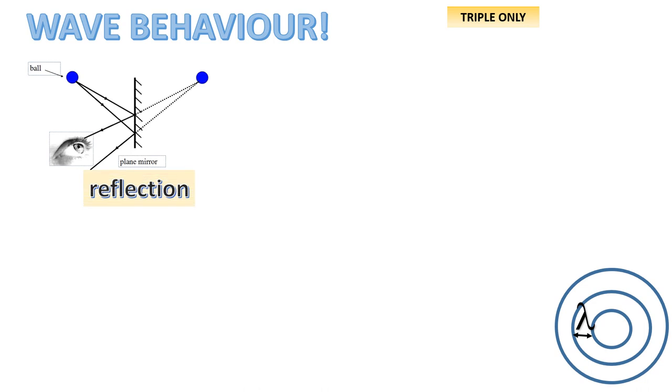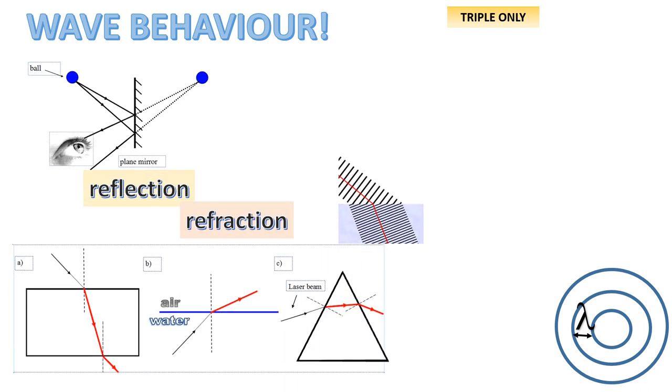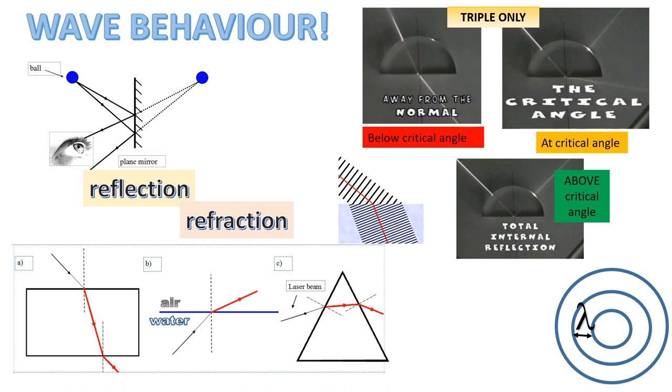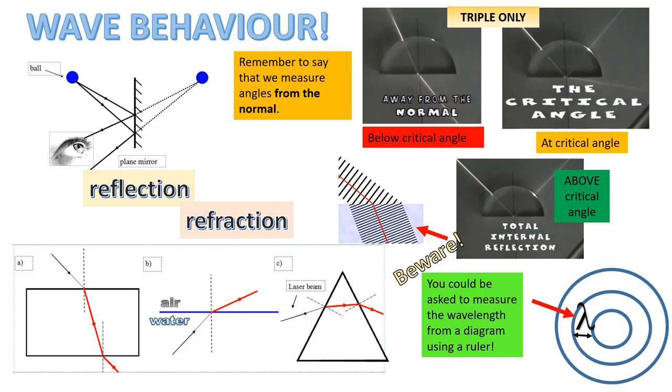Next up, all our lovely diagrams for reflection and most importantly refraction. Remember, if it goes into something more dense, it bends towards the normal, and as it goes into something less dense, it bends away from the normal. Okay, lots of examples there. 60 degree prisms. Okay, triple only, don't forget about total internal reflection and how you can investigate that and measure the critical angle. Okay, really important. Again, we did that as an experiment in class. Don't forget, we should always measure our angles from the normal, okay?